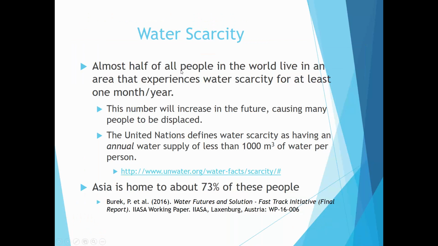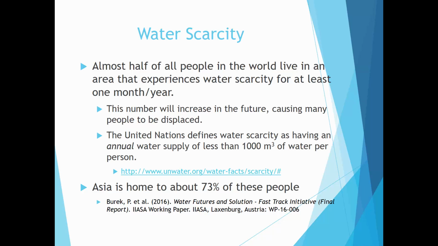That leads us then to discuss water scarcity and the definition of water scarcity. The United Nations defines water scarcity by the annual water supply. If an area has water scarcity, then the annual water supply is less than 1,000 cubic meters of water per person each year. Right now, about half of all people in the world live in areas that experience water scarcity, and they're saying for at least 1 month a year. So at least 1 month a year, the amount of water that's available per person is too low, and it's not meeting the needs of the people.